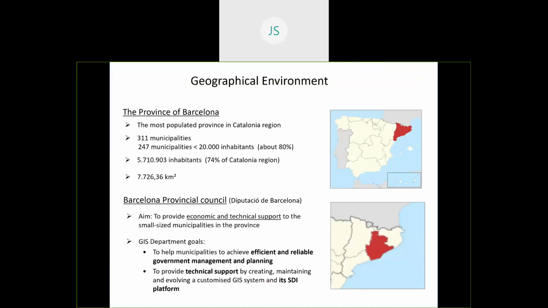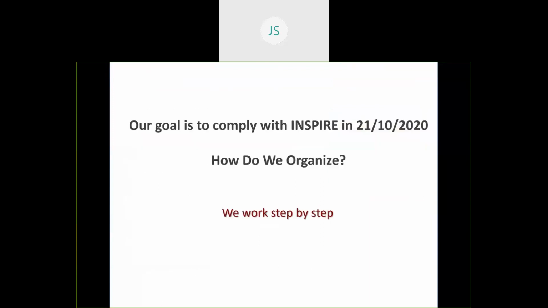I will introduce first our geographical environment. Where are we and what do we do? The province of Barcelona is the most populated in Catalonia region, with Barcelona city as the capital. It has 311 municipalities, of which about 80% have less than 20,000 inhabitants. Barcelona Provincial Council is the government of the province, and its principal aim is to provide support to the small-sized municipalities. Specifically, our GIS department helps them to manage and plan territory and provides technical support by creating, maintaining, and evolving a customized GIS system and its SDI platform.